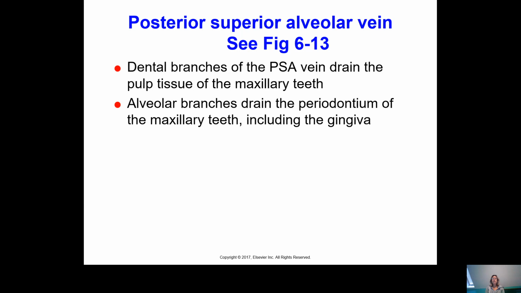Posterior superior alveolar vein: the dental branches of the PSA vein drain the pulp tissue of the maxillary teeth, and the alveolar branches drain the periodontium of the maxillary teeth, including the gingiva.